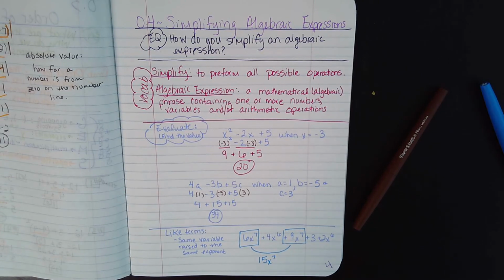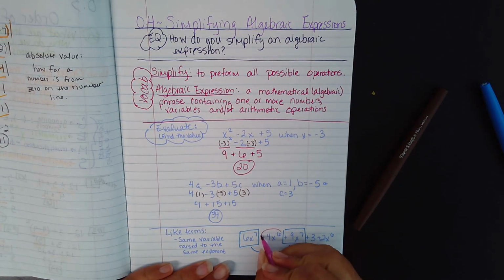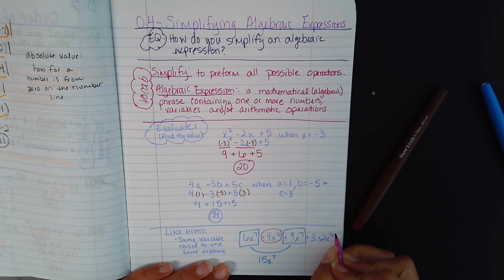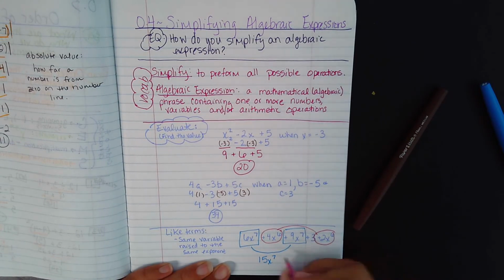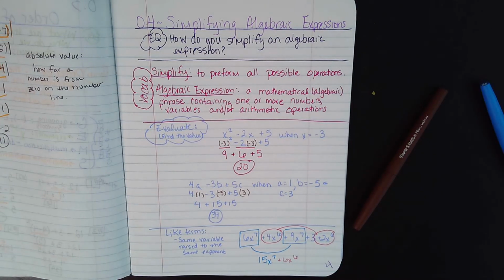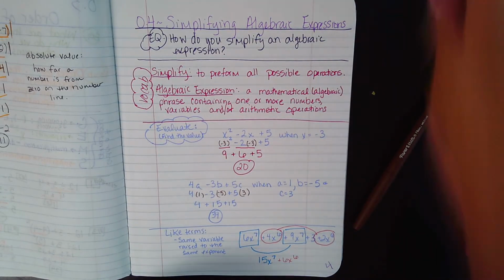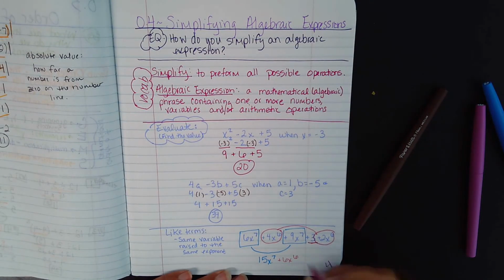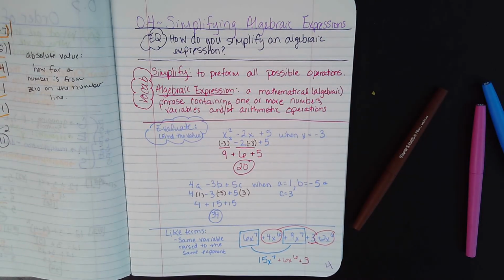I'm going to start looking at my next term. It looks like here I have 4x to the 6th, and I continue looking, and I also have a 2x to the 6th. So same idea, 4x plus 2x to the 6th is 6x to the 6th. And then looking a little bit further, I see I have a lonely, solitary little 3. Can't combine it with anything. It doesn't have any like terms, and we are done there.